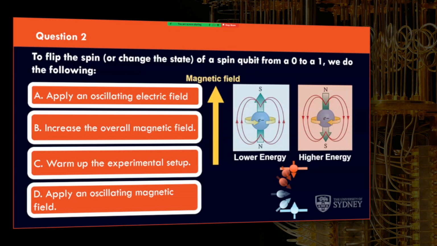All right, hands up for A, B, C, D. Nice work. So that's exactly correct. If we need to flip this spin state, what we do is we come in with an oscillating magnetic field, which is perpendicular to the main magnetic field that we're applying.